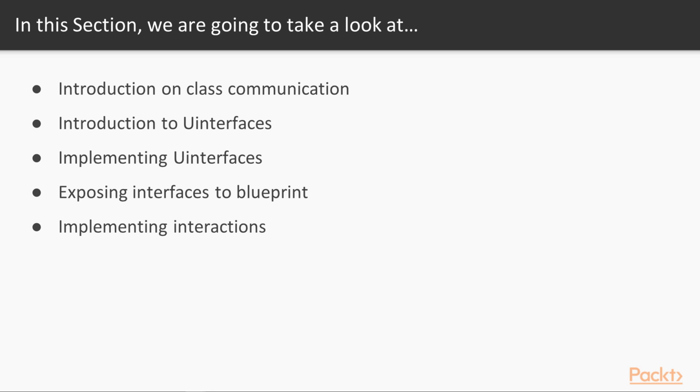We'll first start with an introduction to class communication and the performance that we can expect from utilizing interfaces to share common functionalities between different types of classes, which basically allows us to perform and customize functionalities across multiple different types of class objects. We will learn then how to implement the Unreal interfaces or the UInterfaces in C++.